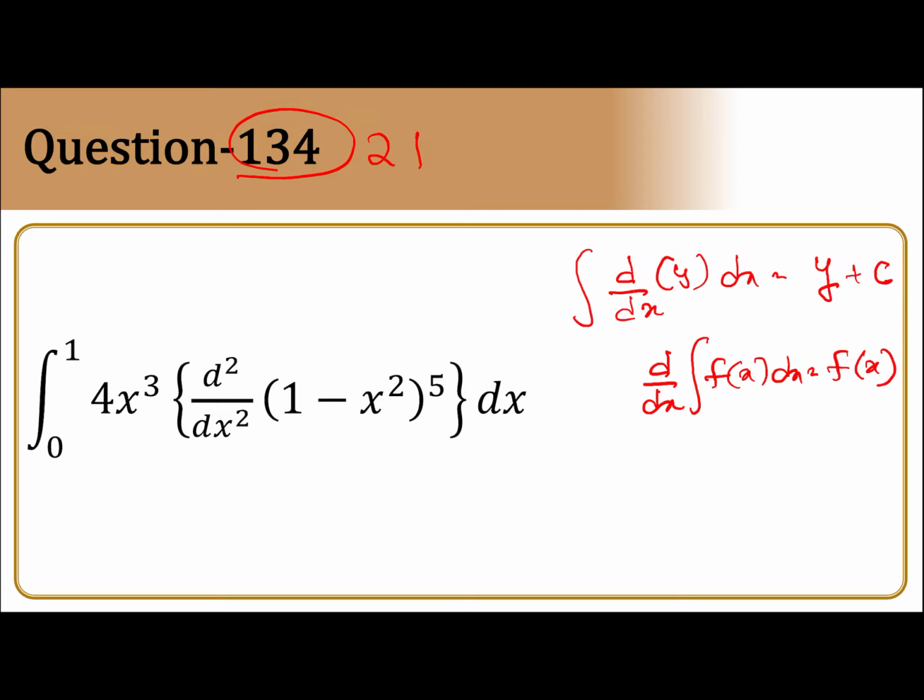So very carefully we will do. Of course this will be the second function and this will be the first function. That is the main secret behind this problem. Okay, let us proceed. So 0 to 1, 4x cube will remain as it is.